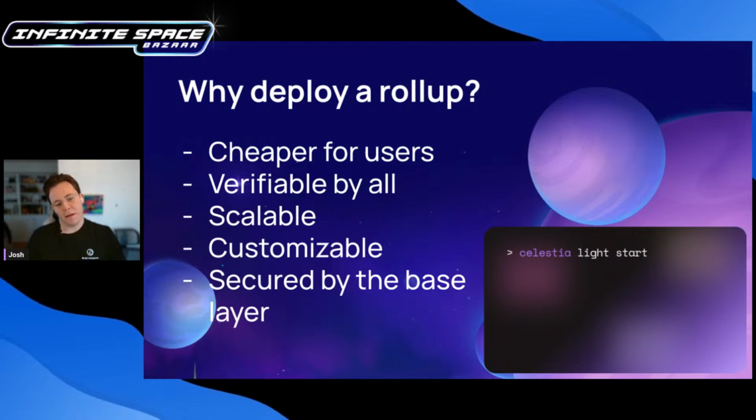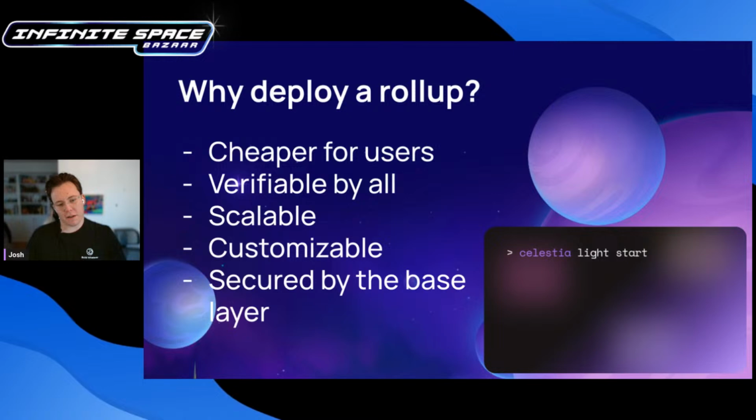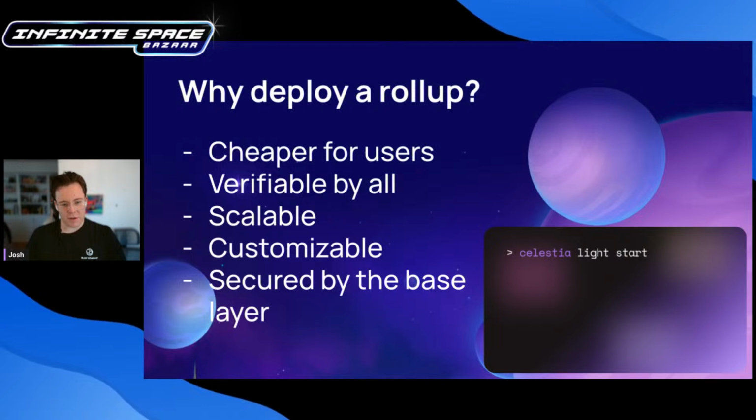Lastly, rollups are secured by the base layer. So in the case of settling to Ethereum and posting data to Celestia, that's both secured by Ethereum in this case and Celestia for data availability.